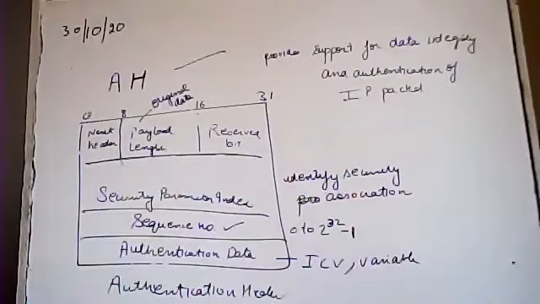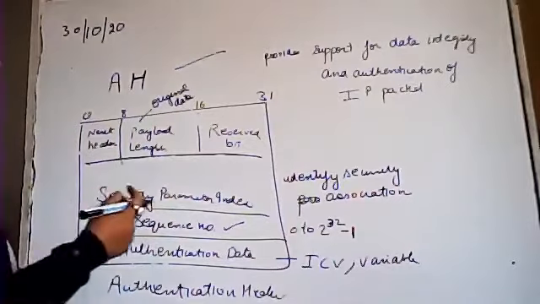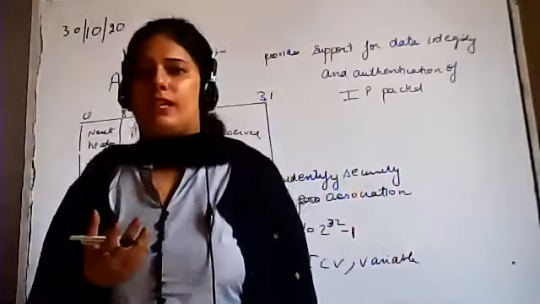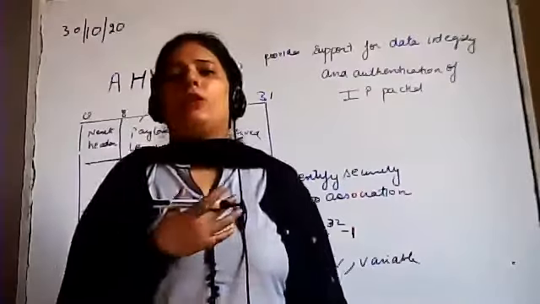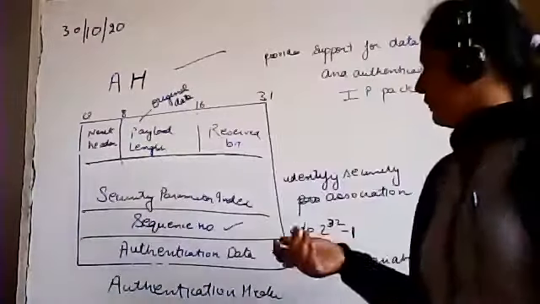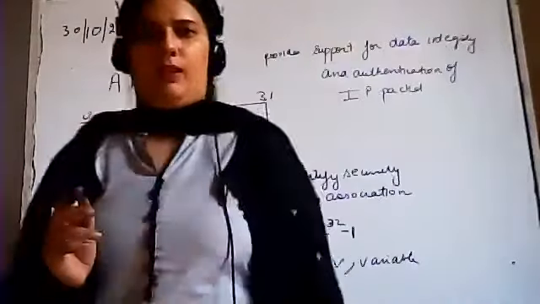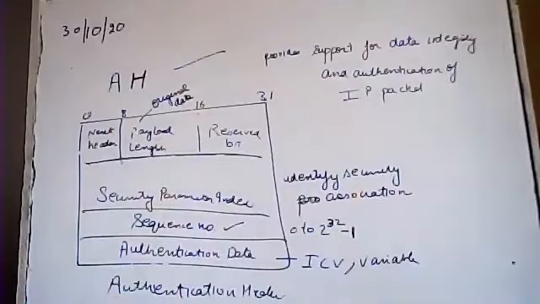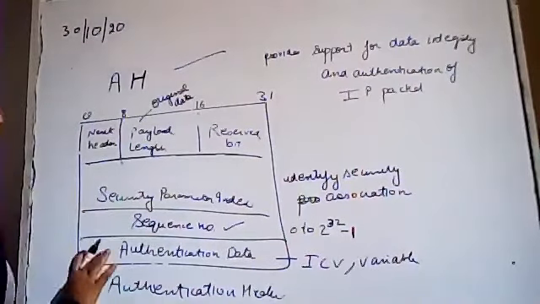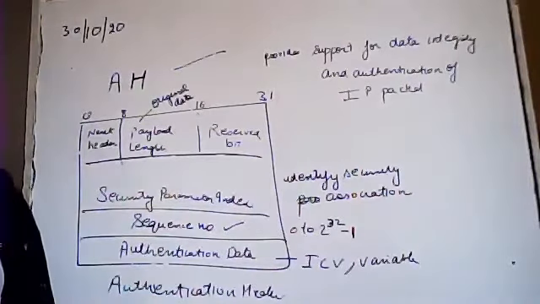Why? Because it checks that the data sent from the sender has not been modified. It is variable because it follows different algorithms and techniques to check that the data has not been modified. So it keeps checking that the integrity of the message has been maintained. This is the purpose of the ICV, the integrity check value. I hope this authentication header is clear to you.